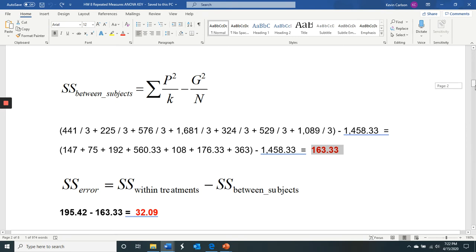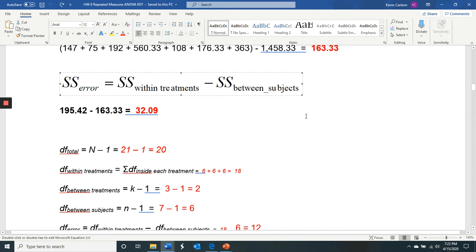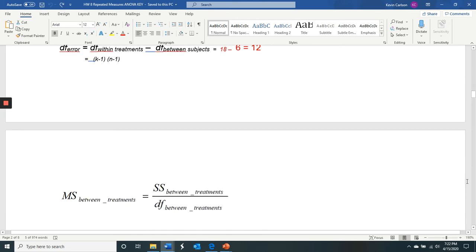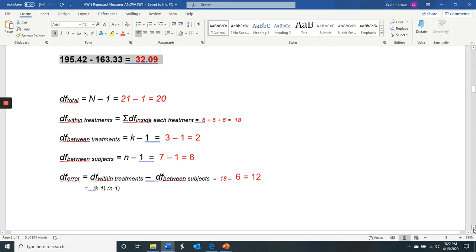We're measuring that here. So now we have our old sum of squares within treatments. We already figured that out, and then we figured out the new sum of squares between subjects. Now we can figure out our error, which is the within minus the between subjects. So we just plug in the numbers here. And so the sum of squares error now is 32.09. So we did all of our sum of squares. Now we can get to the degrees of freedom.